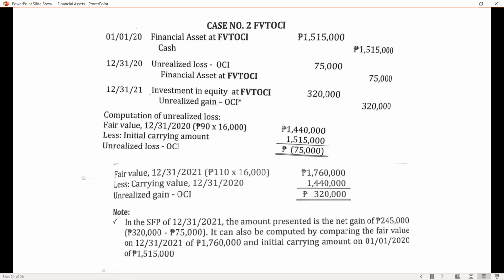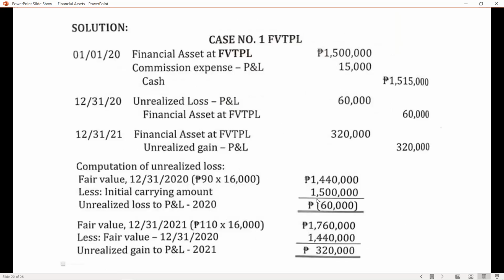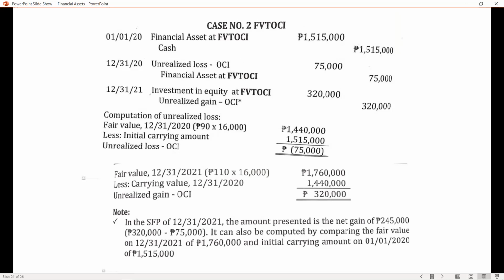So, yun lang. Next. Note that in the statement of financial position of December 31, 2021, the amount presented is the net gain of 245,000 since i-deduct natin si 320,000 tsaka si loss. It can also be computed by comparing the fair value on December 31, 2021 of 1,760,000 and initial carrying amount on January 1, which is 1,515,000. So, ayun. I-report natin siya under sa statement of financial position. Si FVOCI lang yung mape-present natin sa statement of financial position na may gain na 245,000.